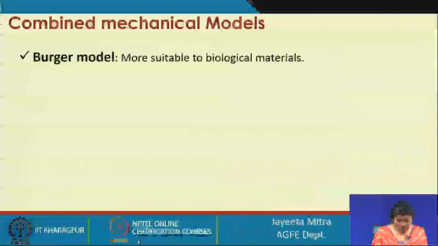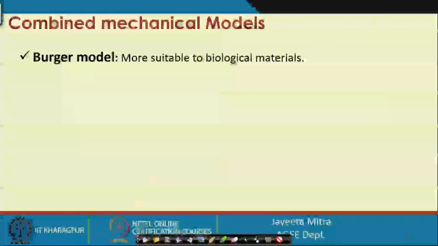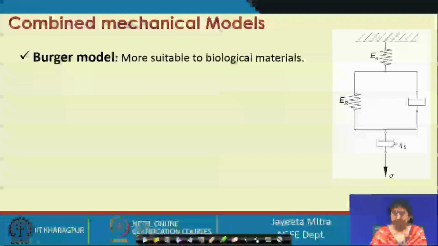Another advancement over the Kelvin model we will see here. The phenomenon of creep has been explained by the mechanical model, the Kelvin-Voigt model, but sometimes it has been seen that the proper behavior may not be fully expressed by the Kelvin model. Therefore, the Burger model is introduced, where some advancement over the earlier model is done in this form.